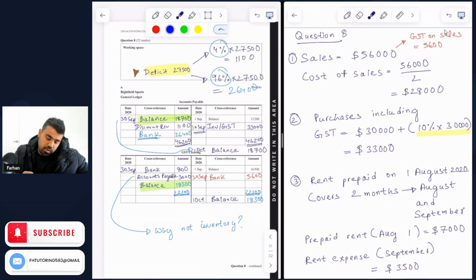All right. So I got another question for you. Why are we not writing inventory within the debit side of the GST clearing account, but writing accounts payable instead?